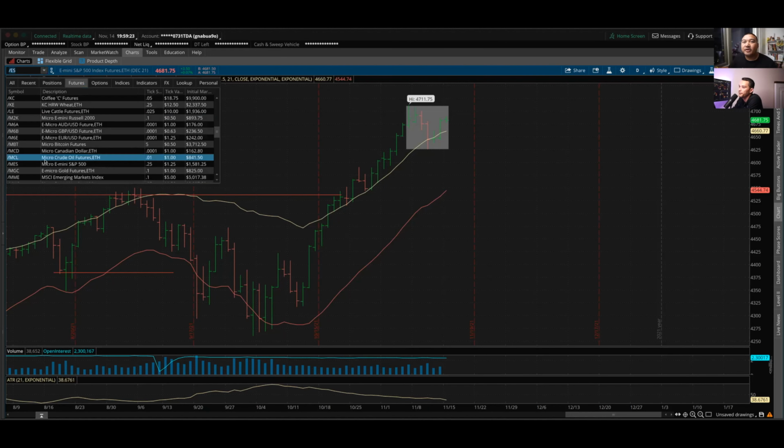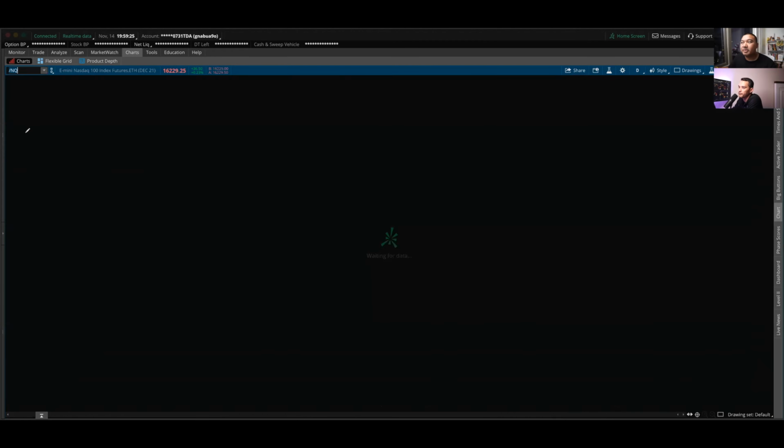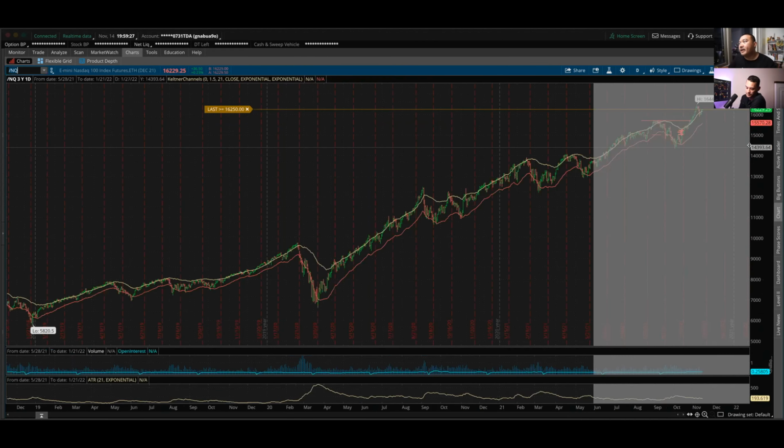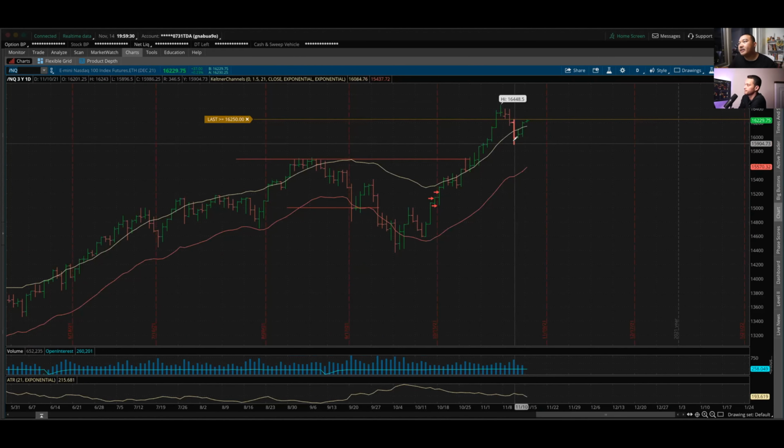Same for NQ, you're going to see similar price action here. Hit a high, pulled back. Bears tried to bring it lower, but they couldn't, and so we had a strong close on Friday as well.